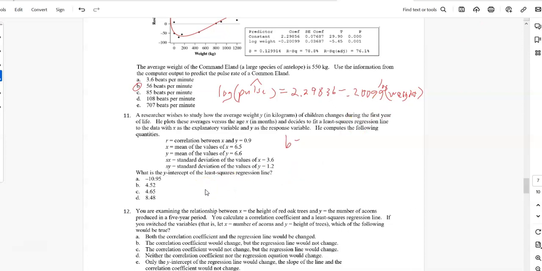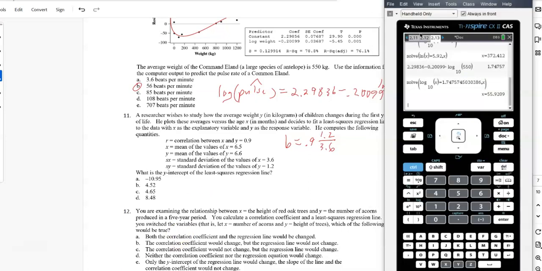So b equals r, which is 0.9, times the fraction s sub y, which is 1.2, over s sub x, which is 3.6. I'm just plugging into that equation. So we're going to get our calculator out and type that in. So 0.9 times 1.2 divided by 3.6 is 0.3. So b is 0.3.